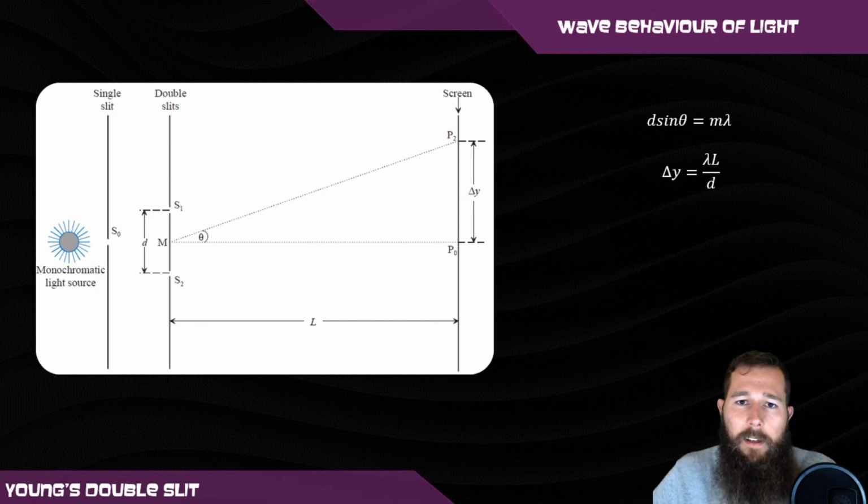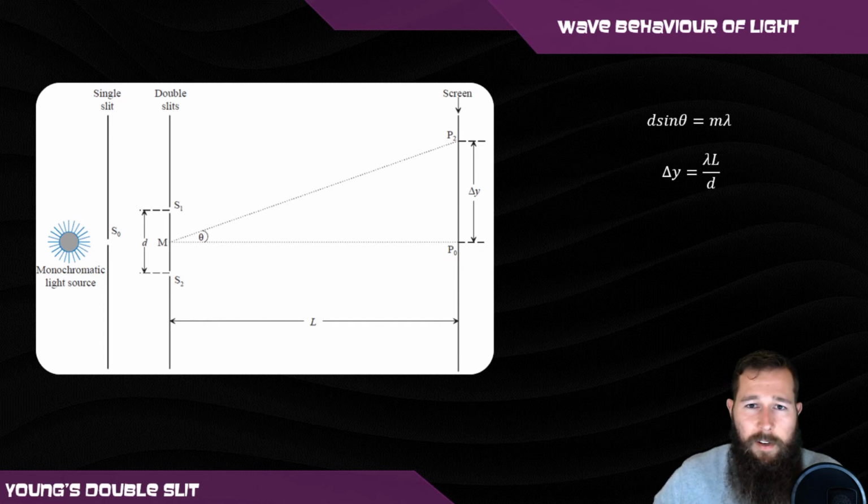Now I'll have another video for the derivations. However, we can determine some relationships between the wavelength of light and the fringe pattern produced with the equations on the screen. Okay, so d represents the distance between the slits, and that's in meters. Careful with the conversions in the questions for that. The angle θ is the angle between the center of the slits and the maximum. m represents the order of the maximum.